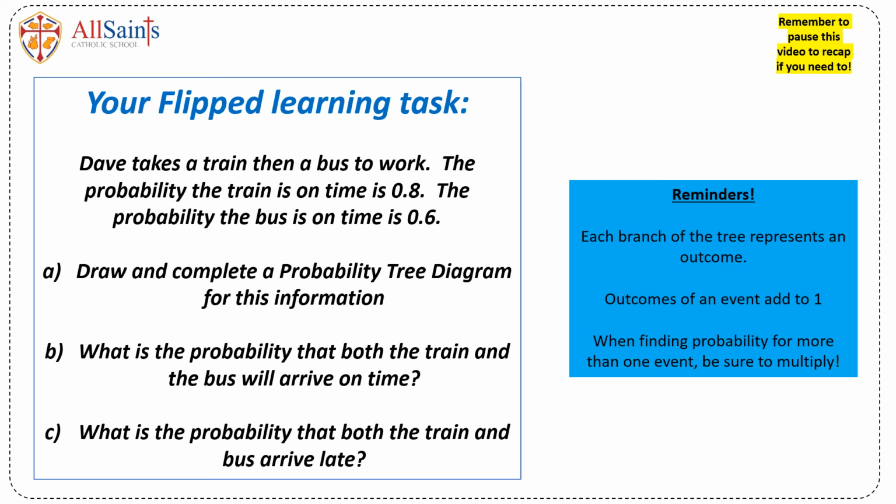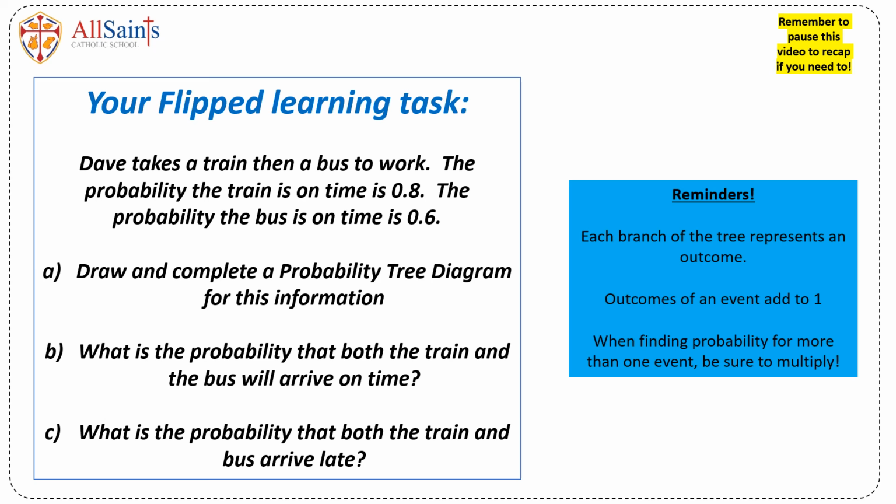Now for your flipped learning task. After watching the example previously, have a go at this question on your own. Dave takes a train, then a bus to work. The probability the train is on time is 0.8. The probability the bus is on time is 0.6.